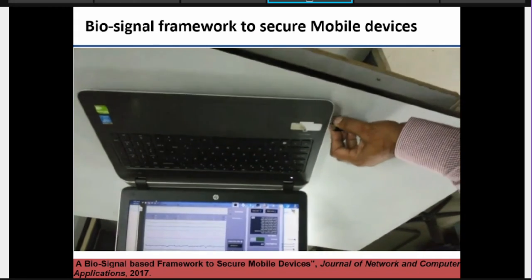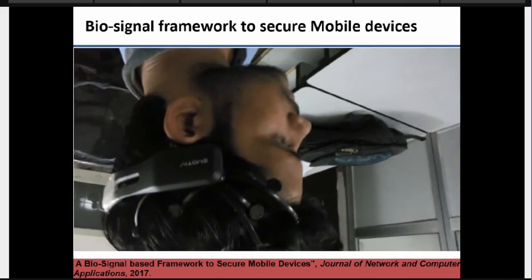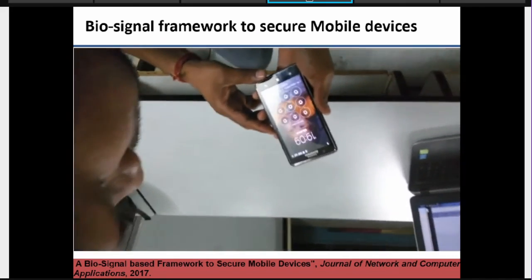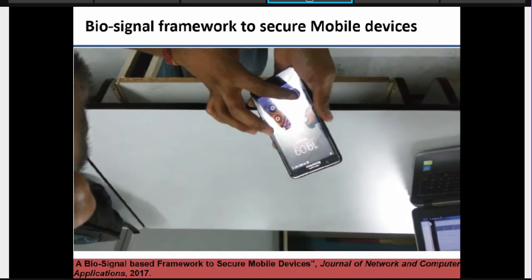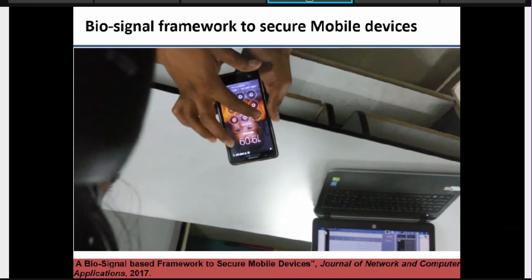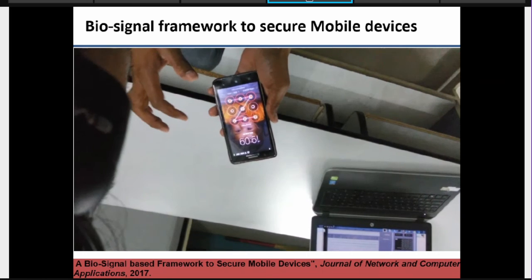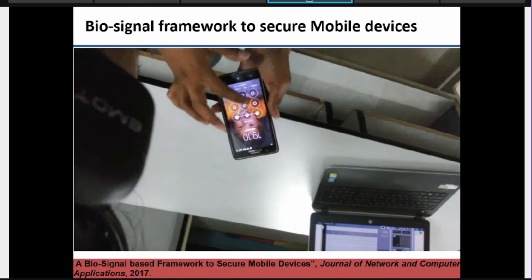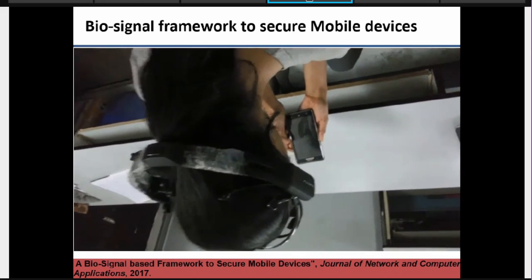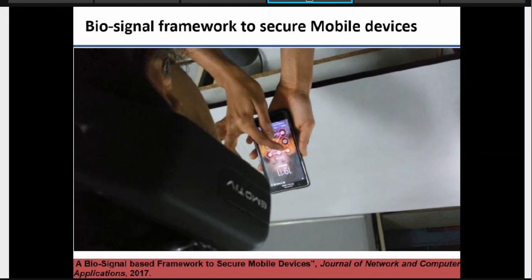If the person is not genuine, if it is some other, third person who wants to open the mobile, it will not open, because the pattern is the same, but the EEG signal is not the same. So when he is accessing, during those pattern movements, that is the stimulus, the EEG signals that are recorded are not similar to the authenticated person, so it will not work.